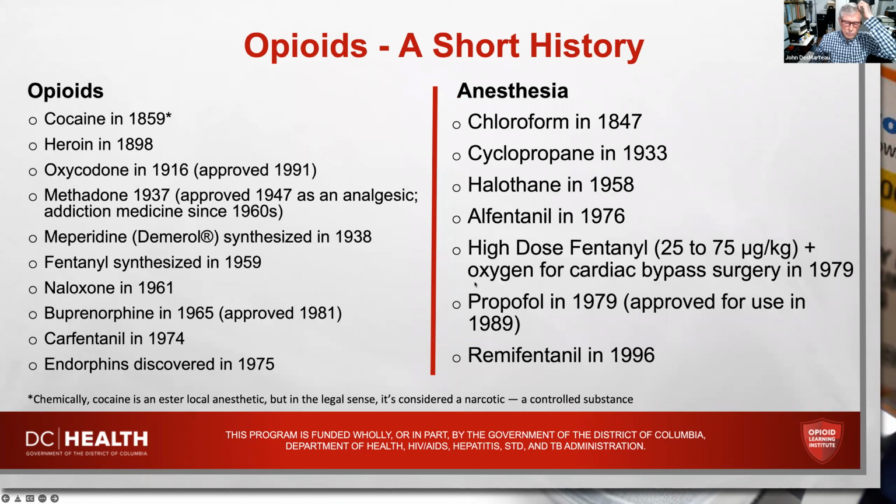So then we move on to more modern things. We get heroin, 1898, oxycodone, 1916, fentanyl, 1959, naloxone, 1961, buprenorphine, 1965, carfentanil, 1974, and the endorphins discovered a year later.